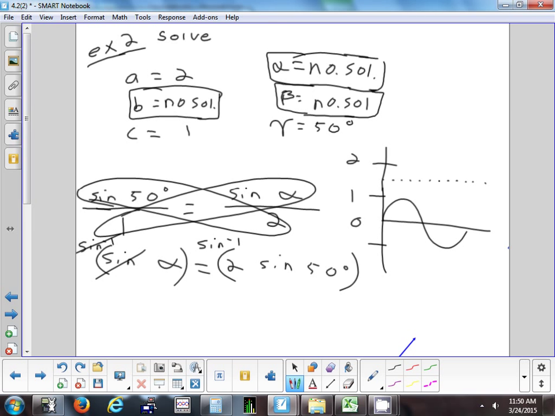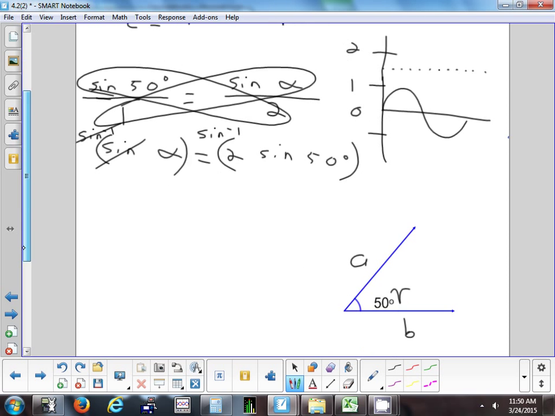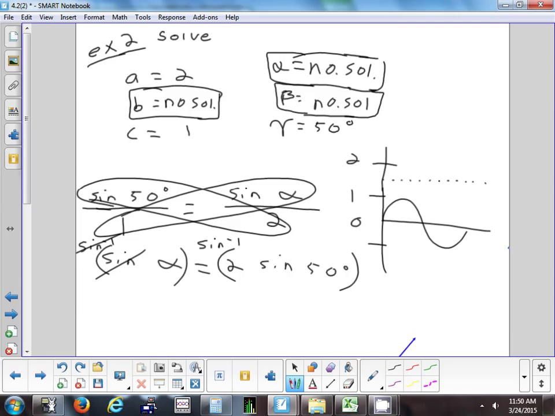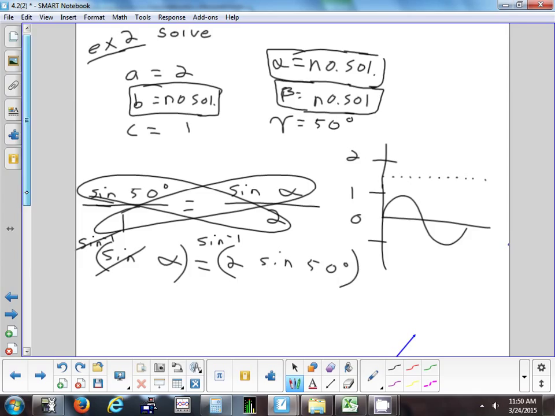Okay, and if we had time, what I'd do is I'd go through and sketch it. And if you try to sketch a triangle that's 2 units on one side, 1 unit on the other, and an angle of 50 for gamma, in the spots that I've written, you can't sketch it. It's a triangle where the sides don't meet. Okay? It's just a triangle where the sides do not meet. And that's it. That's the no solution case. There's nothing else we can do. Any question on that one?